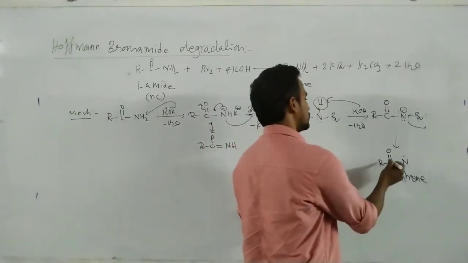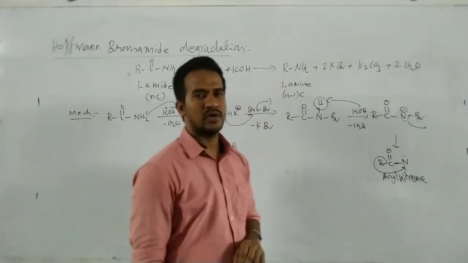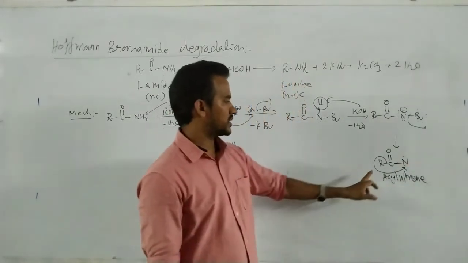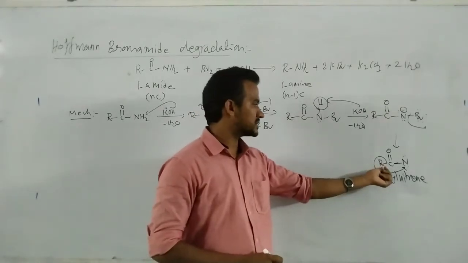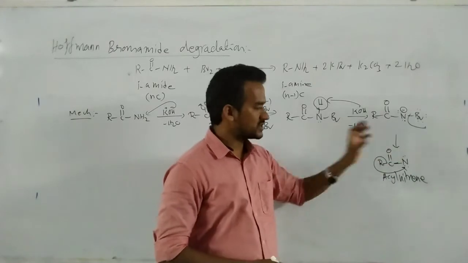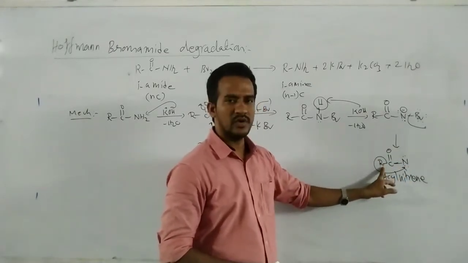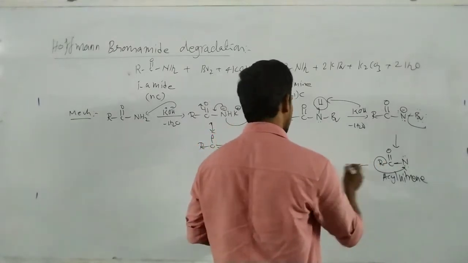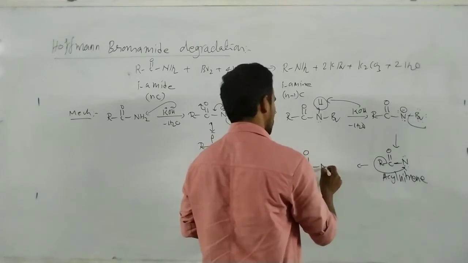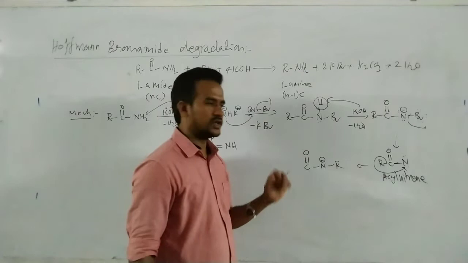To this electron deficient nitrogen, the alkyl group is migrated. The alkyl group migrates with its pair of electrons. That means R minus bonds with the nitrogen, because nitrogen is electron deficient, so it accepts the R minus. R minus donates the electrons to the nitrogen, so the nitrogen carries a negative charge and the alkyl group.